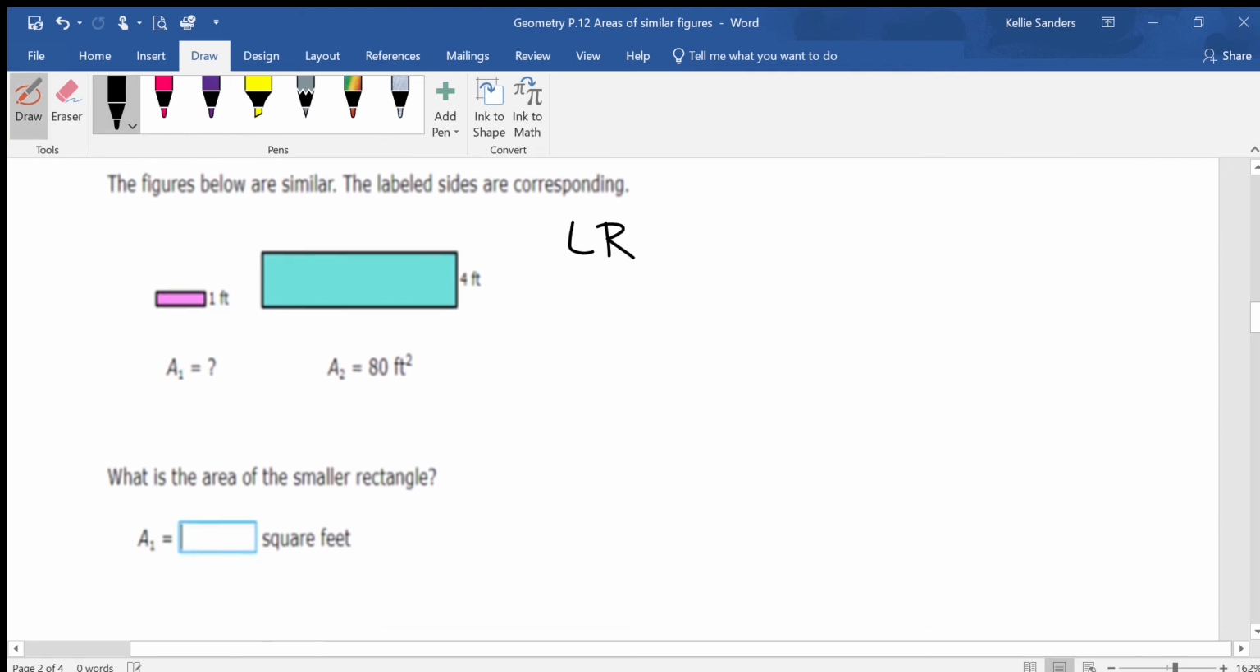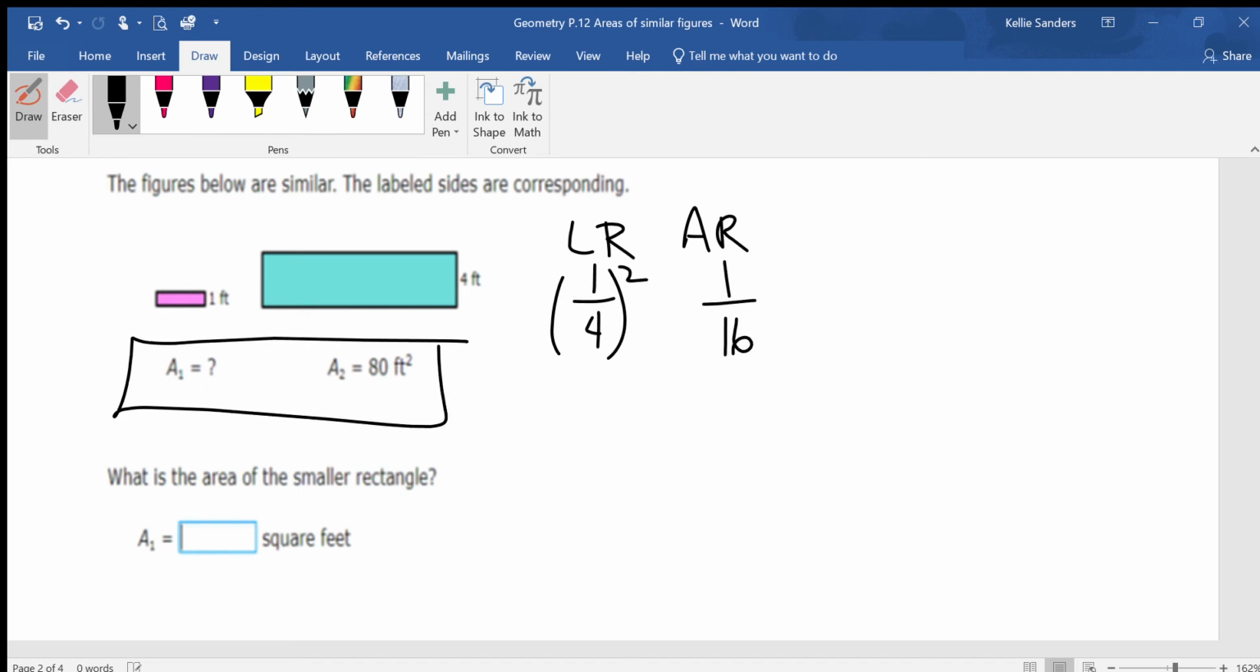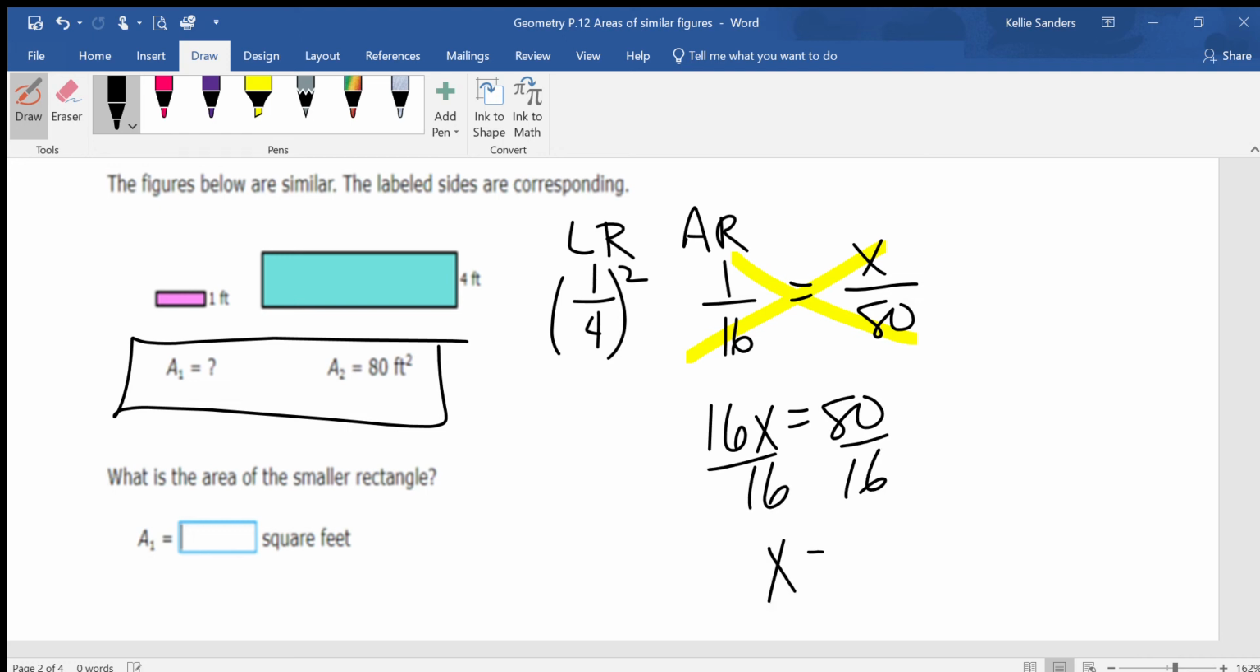The length ratio is 1 to 4. So the area ratio of that given information, if I square both of those, 1 times 1 is 1, 4 times 4 is 16. Then I take this and set it up as a proportion and cross multiply. So 16 times x is 16x, 1 times 80 is 80, divided by 16, 5. So the area of this rectangle is 5.